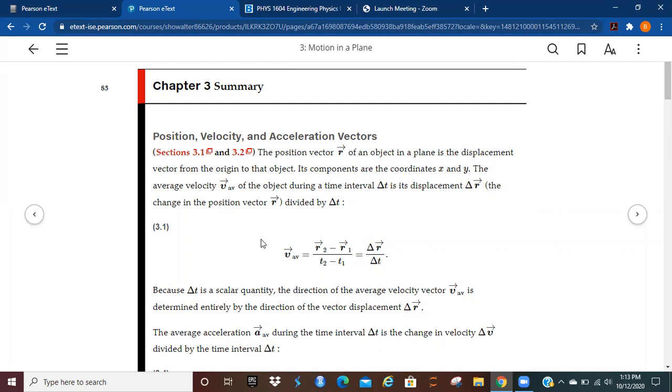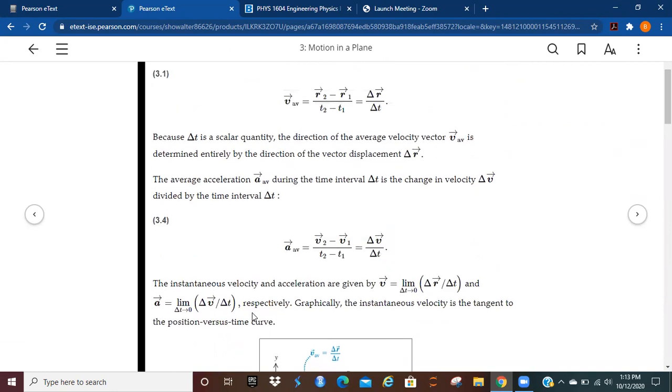The average velocity of the object during a time interval is going to be its displacement. So the change in R is going to be considered the displacement. The change in the displacement vector divided by t is going to represent the average velocity. So the change in the displacement divided by the change in time. The change in time is going to be considered a scalar quantity, and so the direction of the average velocity is determined entirely by the direction of the vector displacement, delta R.